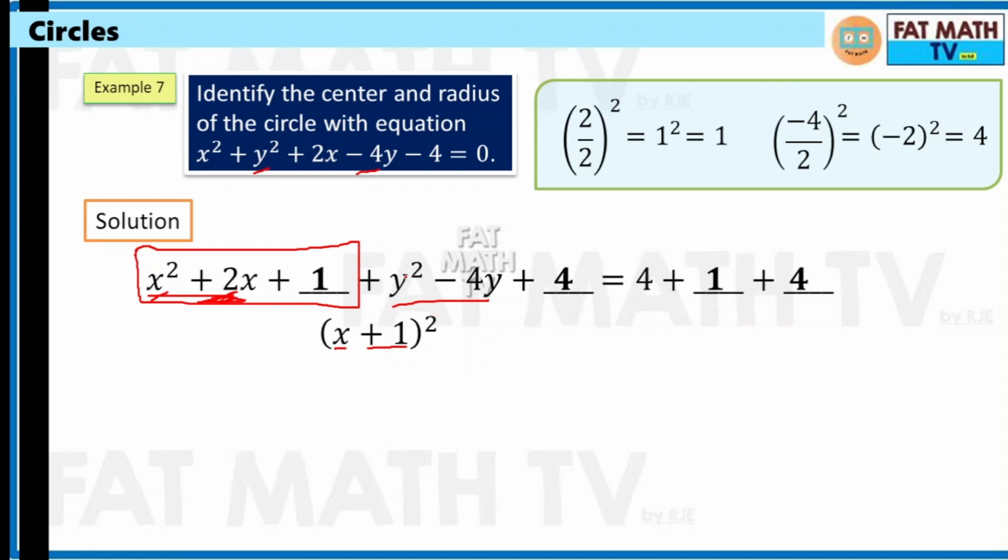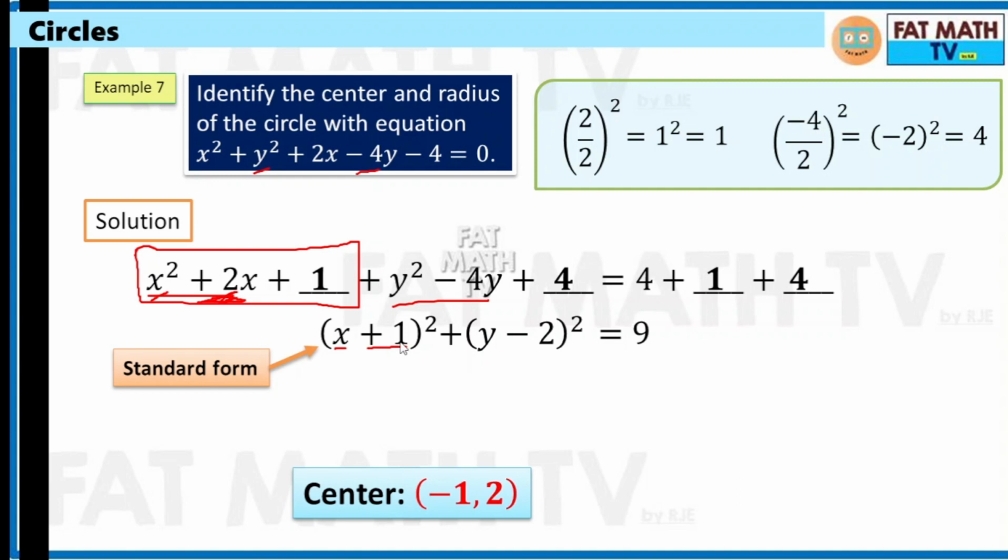Plus, same here, you will have y for y squared. And then half of negative 4 is negative 2. So (y minus 2) squared. So this one now, y squared minus 4y plus 4 is (y minus 2) squared. That is factoring trinomials. 4 plus 1 plus 4 is positive 9. And as you can see, this is already in standard form where h is negative 1, k is positive 2, and r squared is 9. So the center is at (negative 1, positive 2), and the radius is the square root of 9, which is 3.